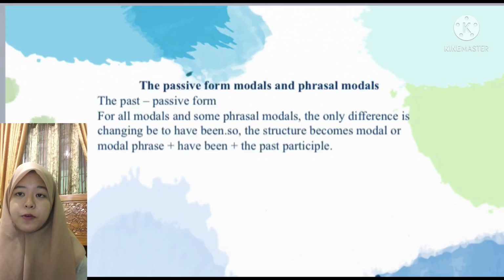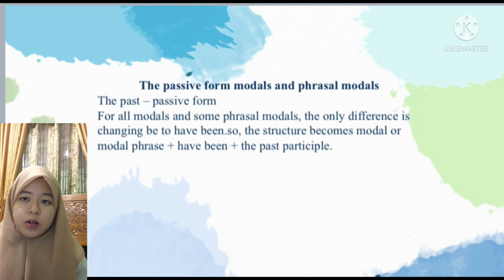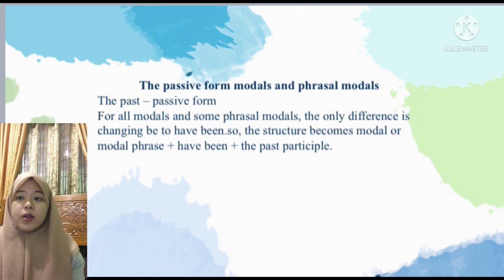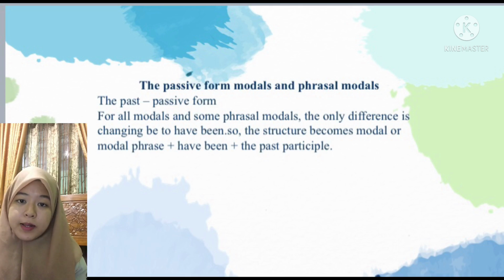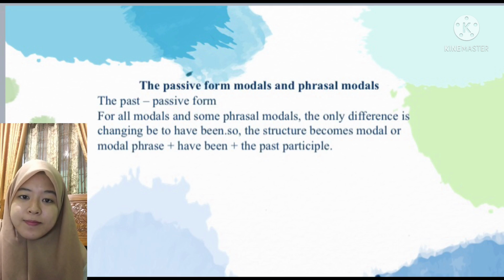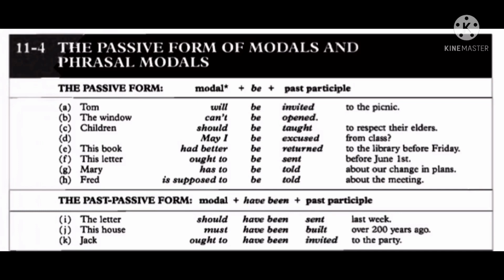Okay, next, the passive forms of modals and partial modals. For all modals and some partial modals, the only difference is to change be to have been. So the structure becomes modal or modal pairs plus be plus the past participle. This is the sentence with the passive forms of modals and partial modals.